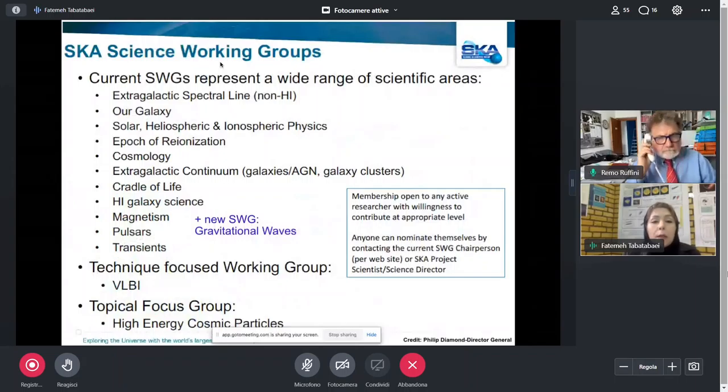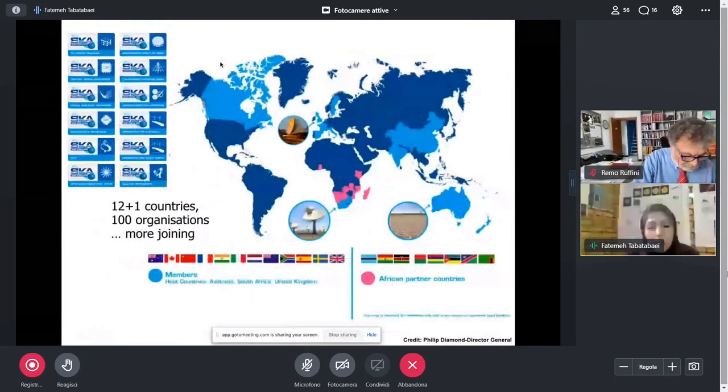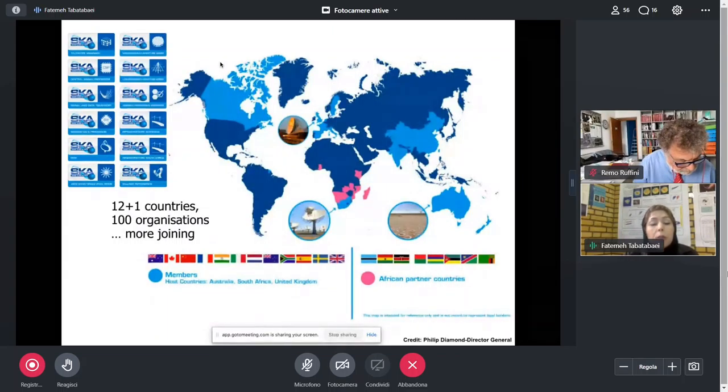There are several science working groups for the SKA, which I think are always open to the science communities. So if you want to join, you can contact them or just send an email to me. As I said, it's an international project. Right now there are 13 countries which have officially joined this project, and more than 100 organizations and institutes are also members. So Iran hopefully will join in the near future.